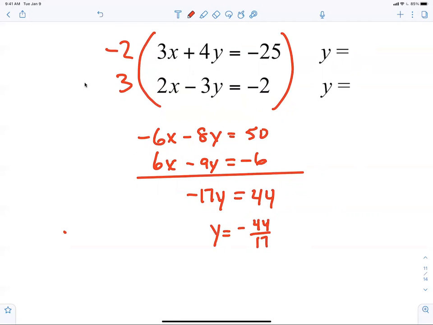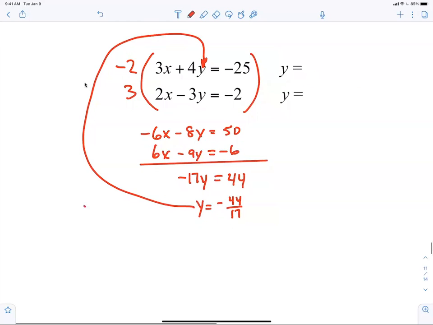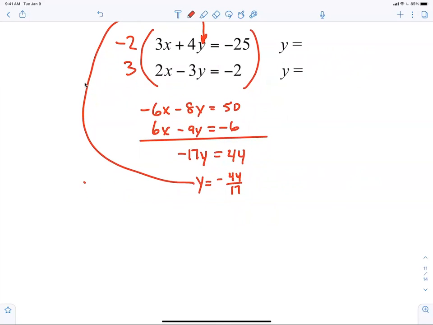It's just annoying because I have fractions. All right, so here we go. I'm going to plug that number in for y right there. So I have 3x plus 4 times -44 over 17 equals -25. Everybody good with that?